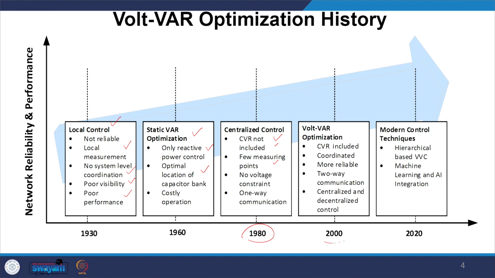In the year 2000, we moved to Volt-var optimization that we are talking about today. CVR has been included, it is coordinated and more reliable, with two-way communication, and centralized as well as decentralized control. In 2020, the latest modern techniques are being used through control mechanisms, hierarchical VVCs, and today we are talking about machine learning and AI based VVCs too.